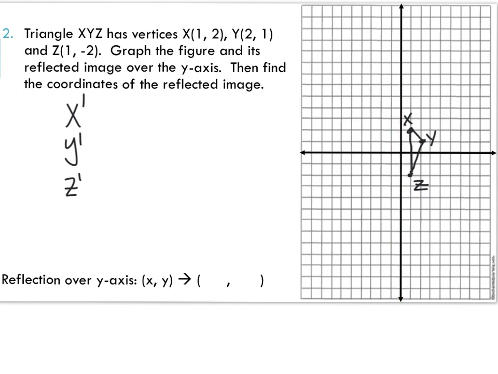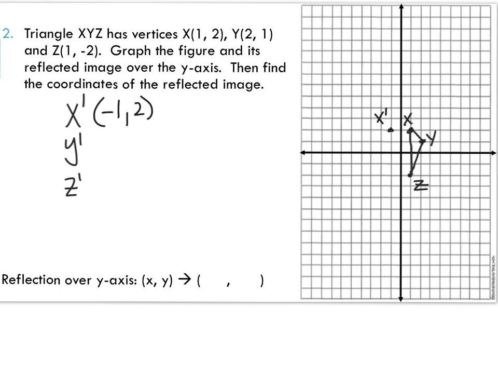So we're going to count away from the y-axis. We're going to be thinking in terms of left and right now. The x is 1 away, or 1 to the right. Now it's going to become 1 to the left. Our x prime is now -1, +2.